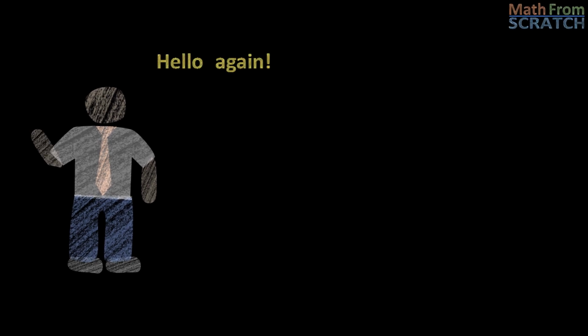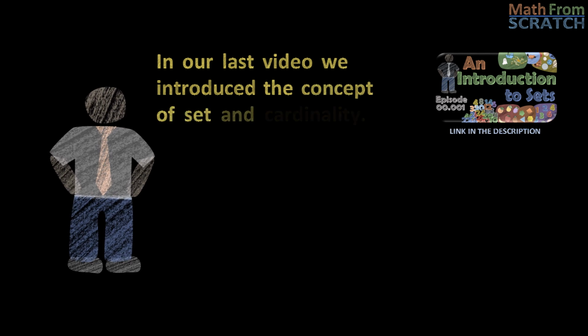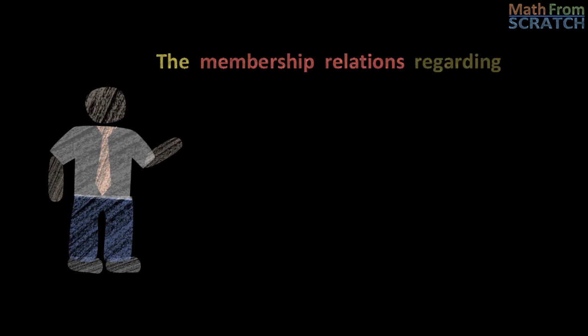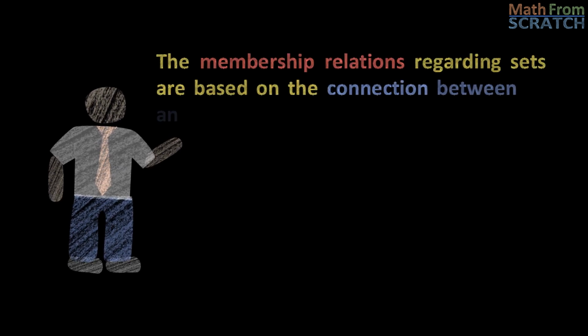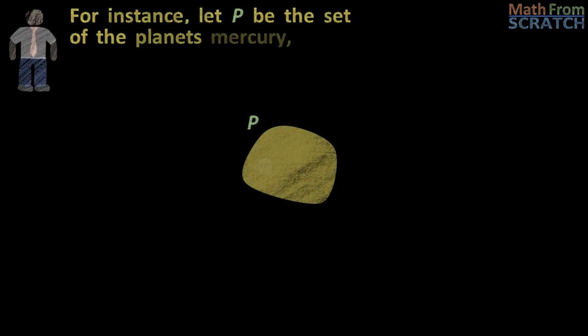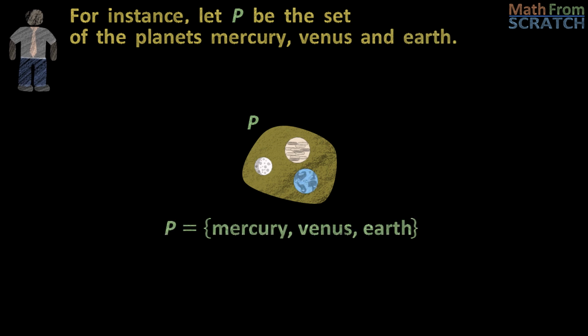Hello again. In our last video, we introduced the concept of set and cardinality. Let's dig a bit more. The membership relations regarding sets are based on the connection between an object and a set. For instance, let P be the set of the planets Mercury, Venus, and Earth.